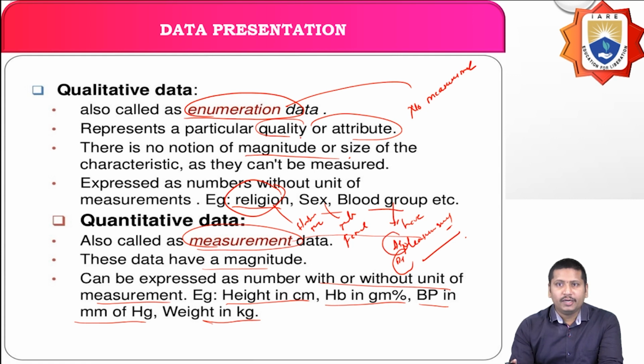And in quantitative data, we have some measurements. Suppose I take the height of a person, it is measured in centimeters, hemoglobin is measured in gm percent, BP is in the form of Hg, and weight in kgs, like that.